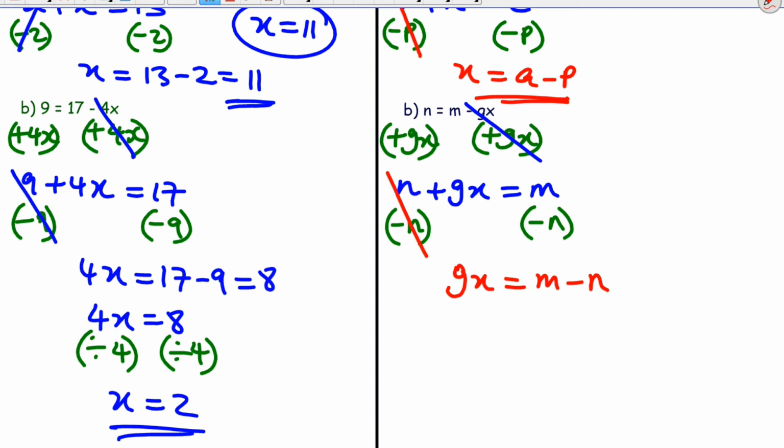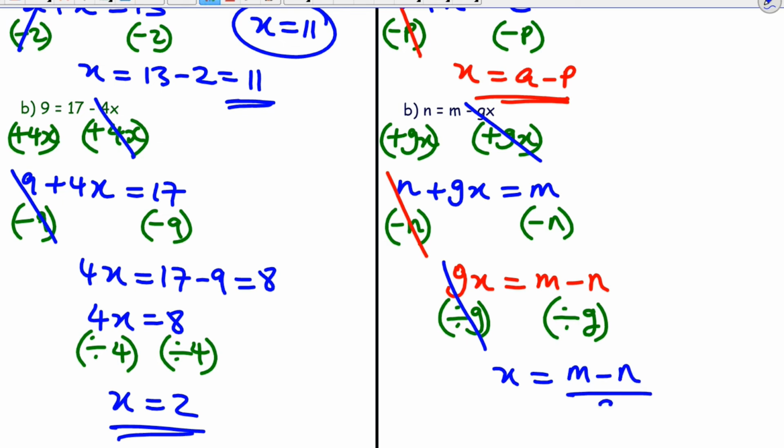And then the next step is dividing by g. So divide by g here, divide by g here. And g divided by g is 1. So x will be equal to m minus n over g. And that will be our final solution.